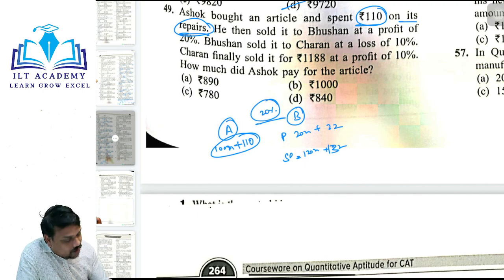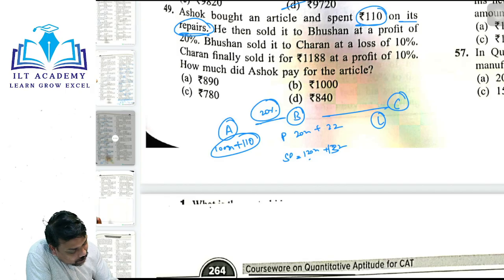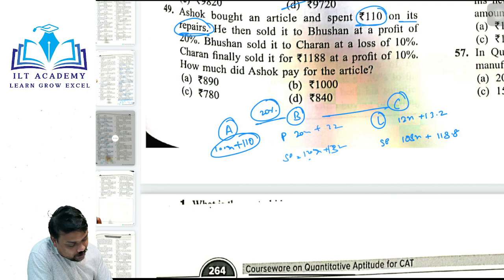Clear? Now B sold it to whom? C. At a loss of how much? 10%. So loss 10% means what? 10% of 120x is 12x. And of 132 it will be what? 13.2. Now what is their selling price? We have to subtract. 120x minus 12x is what? 108x. And 132 minus 13.2 is how much? 118.8. Clear?